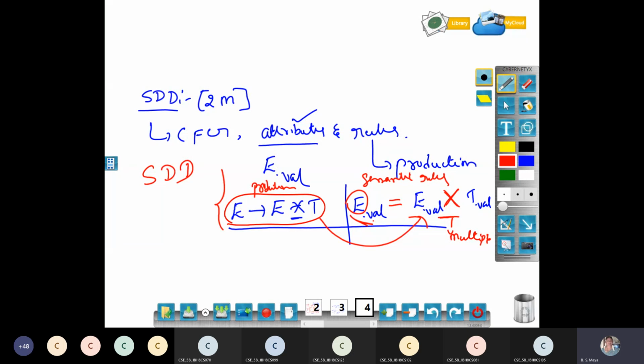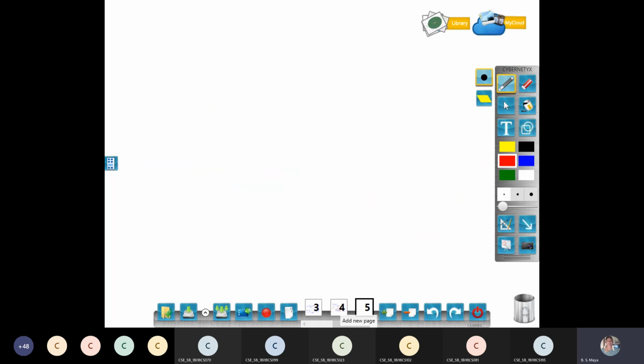Okay, now what are the types of attributes? Let me move on to the types of attributes. There are two types: one is synthesized attributes, the second one is inherited attributes. Then what do you mean by synthesized attributes? Yesterday I gave a definition for the synthesized attribute. Let me take an example. This definition is very important for the exam. It's a 2 marks question.